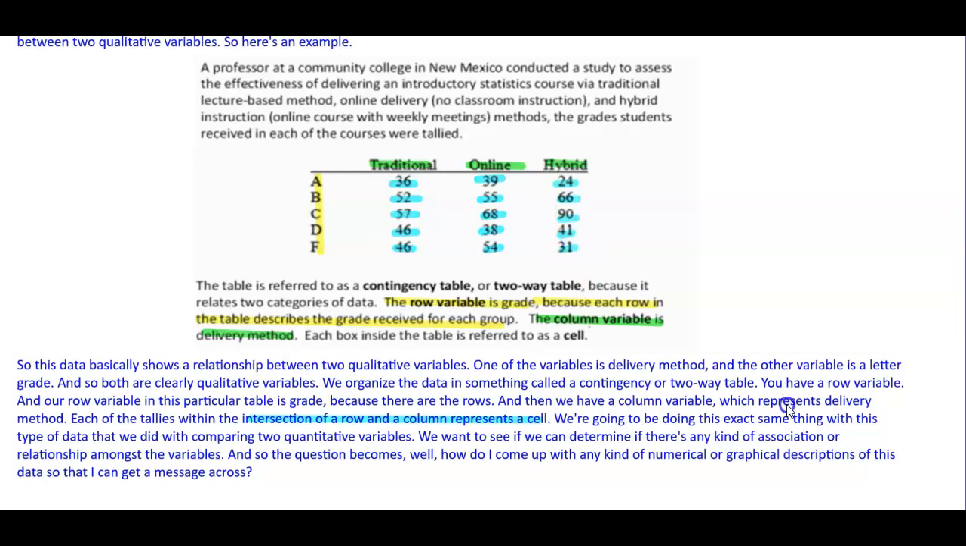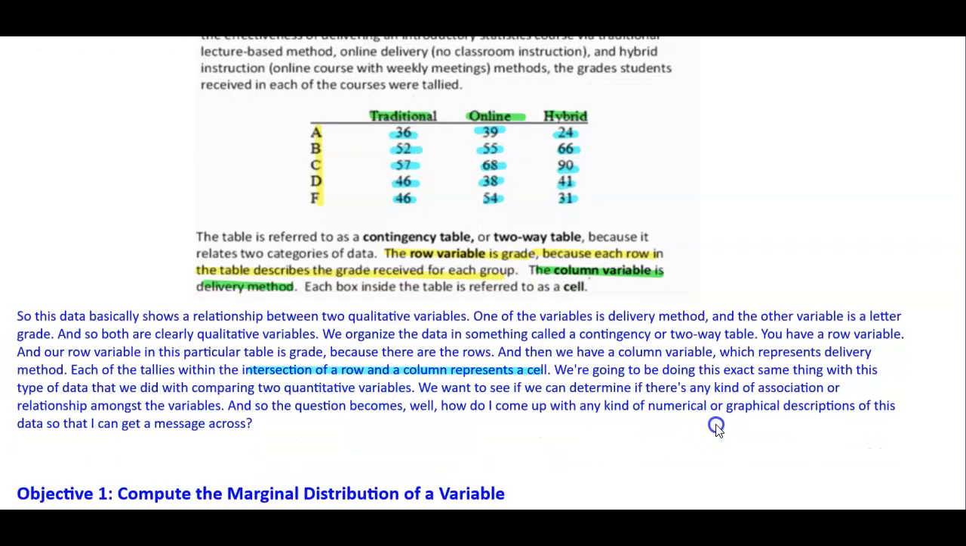Now, we're going to be doing this exact same thing with this type of data that we did when comparing two quantitative variables. We want to see if we can determine if there's any kind of association or relationship among the variables. And so the question becomes, how do I come up with any kind of numerical or graphical descriptions of this data so that I can get a message across? So, starting with objective 1.